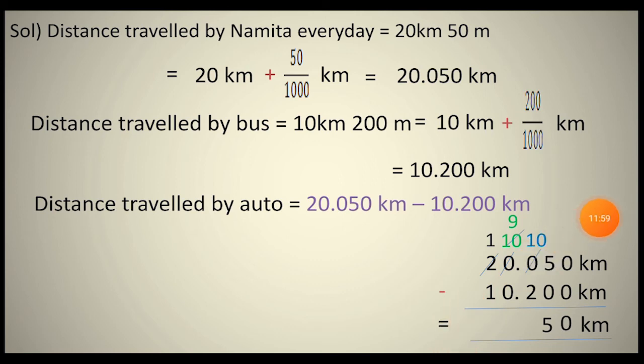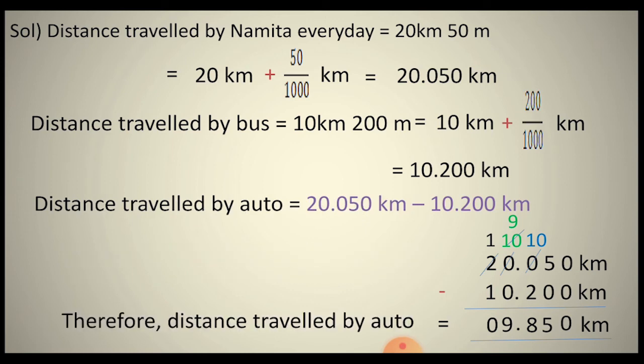Now we can do subtraction. So 10 minus 2 will give us 8 here. Decimal will be brought down. 9 minus 0 will become 9, and 1 minus 1 will be 0. So here you can see the distance traveled by auto is equal to 9.850 kilometer.